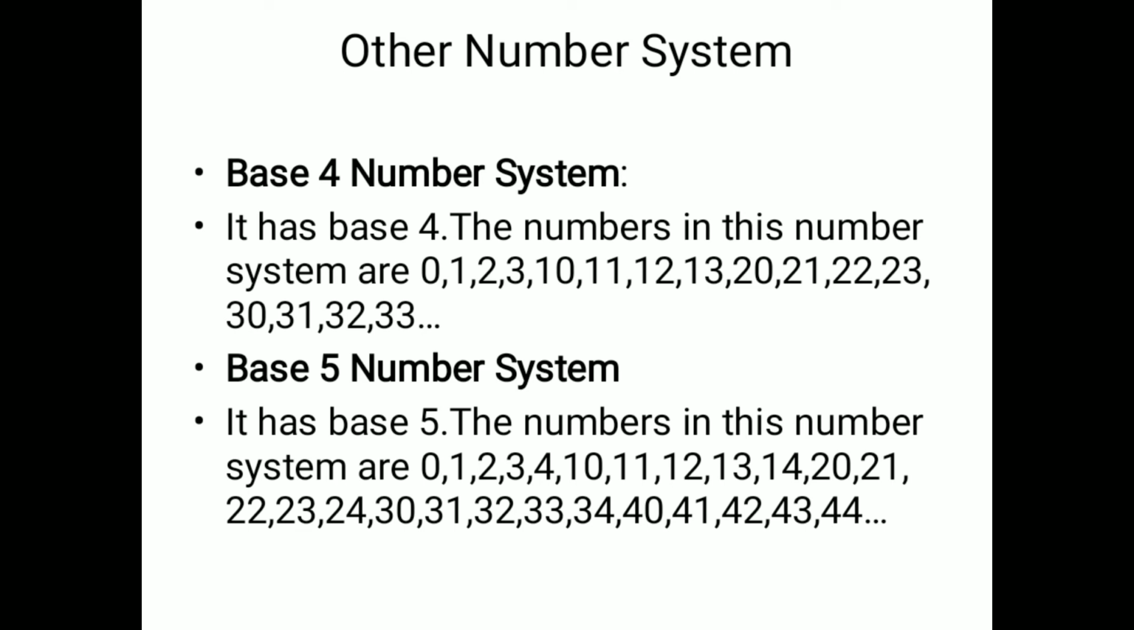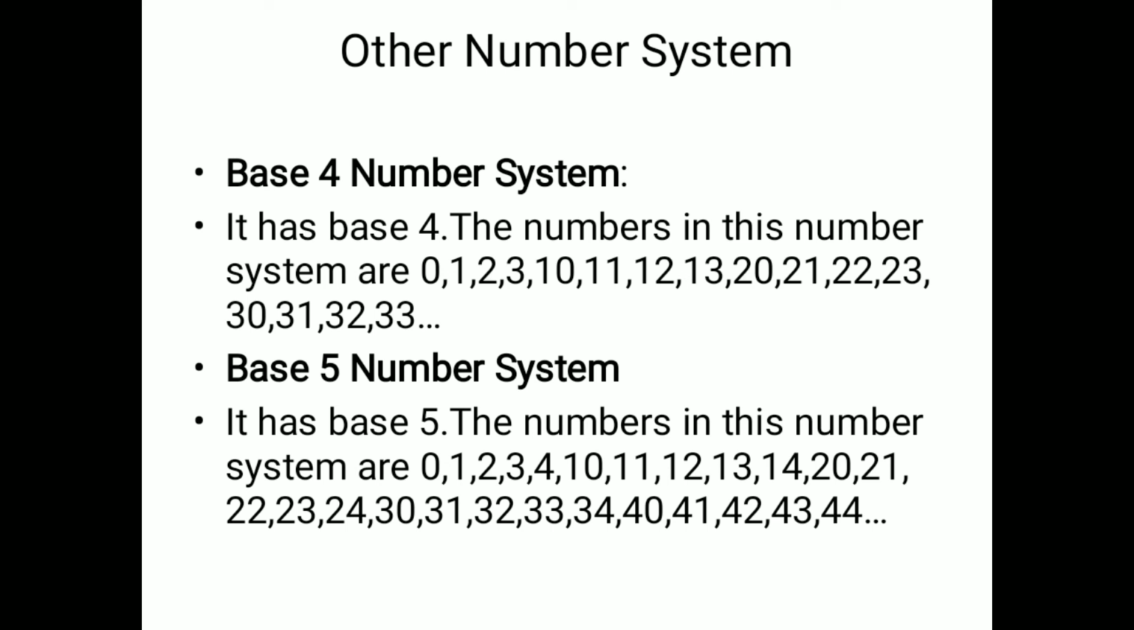Okay. Now we will look at other number systems. For example, if the base is 4, you have 4 unique symbols. What are those 4 unique symbols? 0, 1, 2 and 3. All the numbers in this number system will use only these 4 unique digits. So the first series will be 0, 1, 2, 3. The second series will be 1 0, 1 1, 1 2, 1 3. The third series 2 0, 2 1, 2 2, 2 3 and so on.